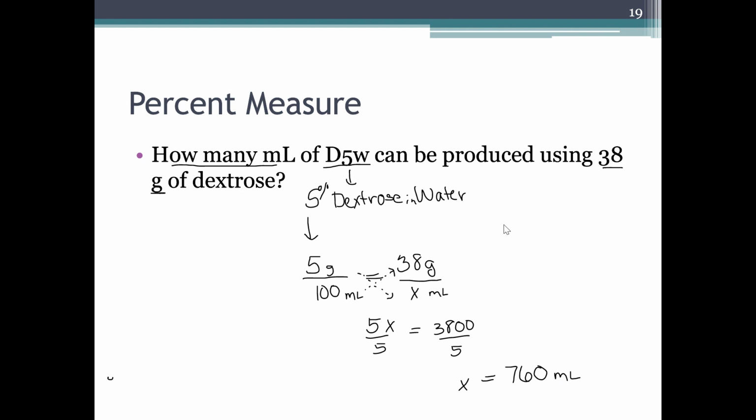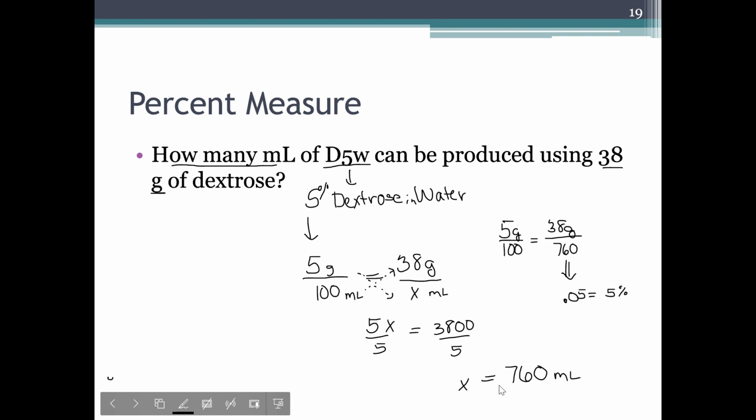So that means I would be able to produce 760 milliliters if I had 38 grams of dextrose. That also means the ratio of 5 grams per every 100 is equal to the ratio of 38 grams out of 760. And if I take 38 and divide by 760, this fraction divides out to be 0.05, which is equal to 5%, which is what we said from the very beginning.